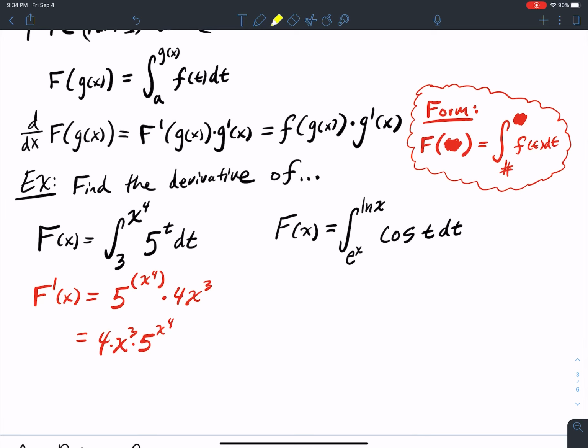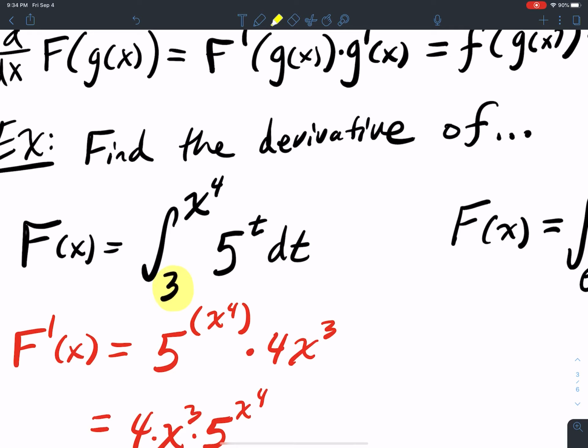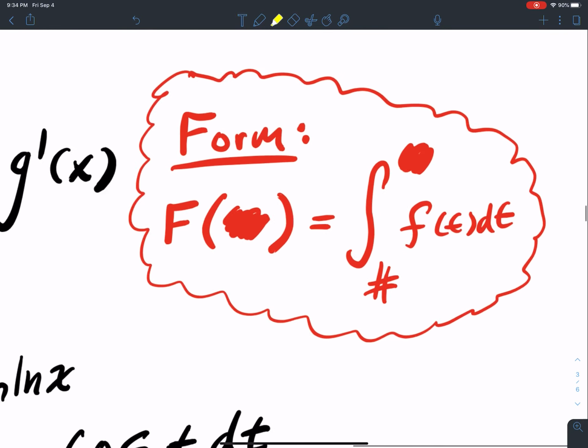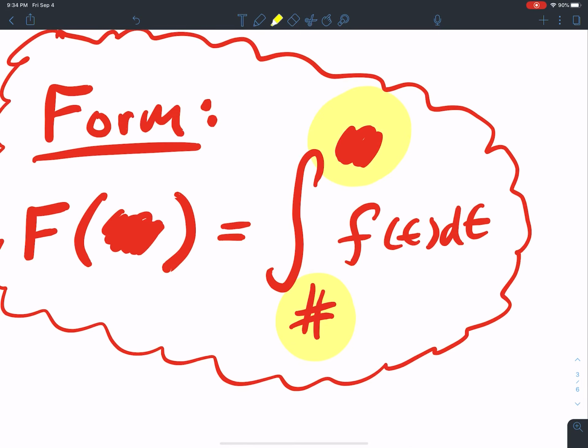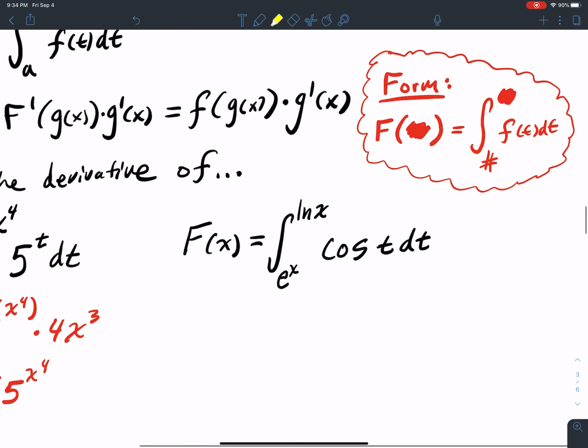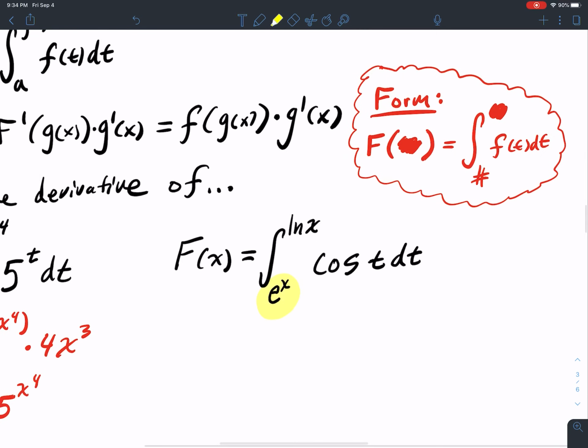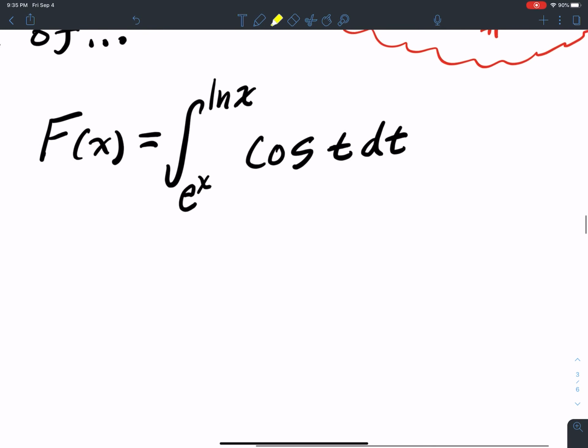Let's try another one. So the other scenario here, so this first one we have a number down here and then my variable up here. Remember, it needs to be in this form where we have a number down here and a variable up here, okay? So this one gives us a little bit of a problem because there's a variable down here and a variable up here. So how do you handle this scenario here?